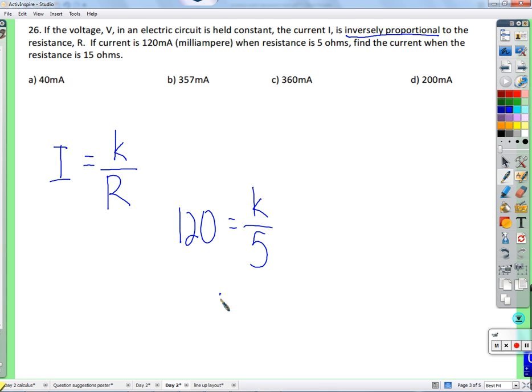Multiply both sides by 5, and K is equal to 600. Yeah. So now we have this formula, let's call it. We can take 600 divided by whatever the resistance is at any time, and we get the current. Or we can know the current and find the resistance. So what is the current when the resistance is 15 ohms?